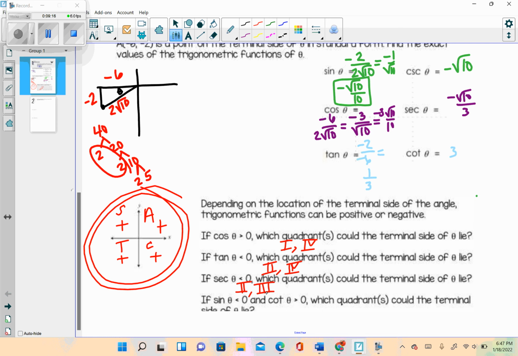Now we're going to put a couple of them together. If sine is less than 0, so where is sine negative? So that's going to be 3 and 4. And cotangent is positive. Remember, cotangent goes with tangent. So it can only be in quadrant 3 because that's the only quadrant that they both match. Okay? Again, if that went too fast or if you need help, jump back on the Google Meet.